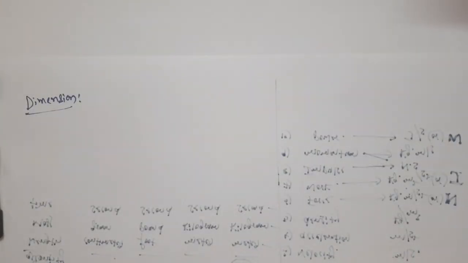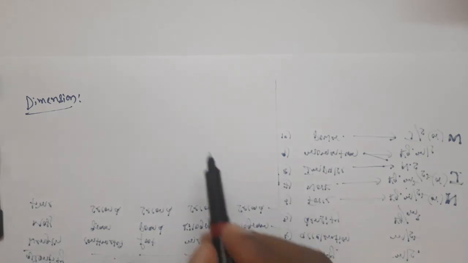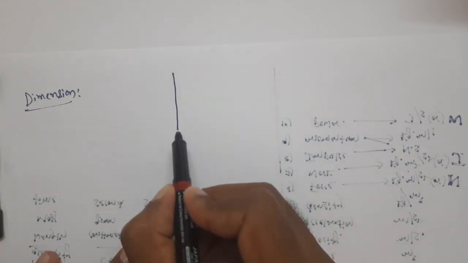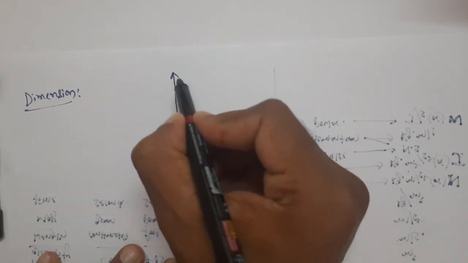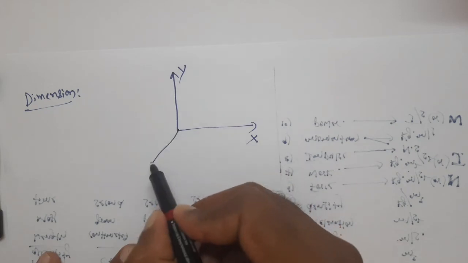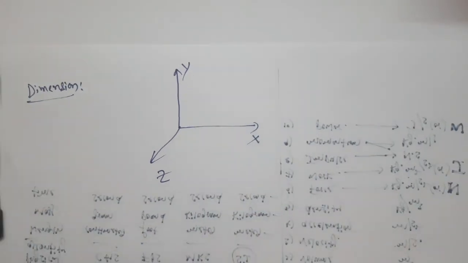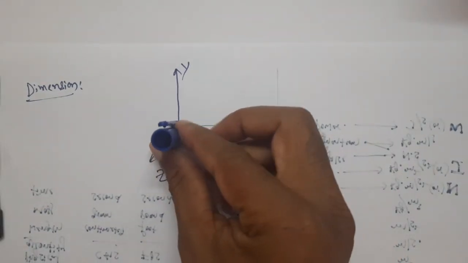Now let us try to understand what is dimension. Later you will discuss dimension analysis, but first, let us try to understand what is dimension. In space, if we want to represent a point, how many dimensions does it have? Usually to represent a point, what do we do, guys? We take x-axis, y-axis, and z-axis. Of course, this z-axis is perpendicular to the plane like this.